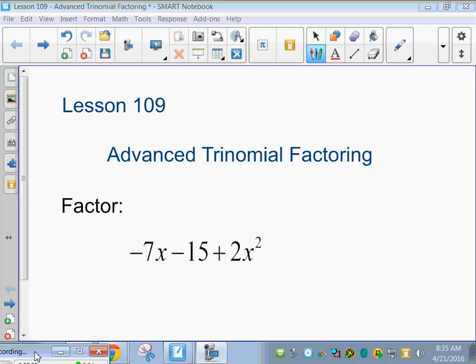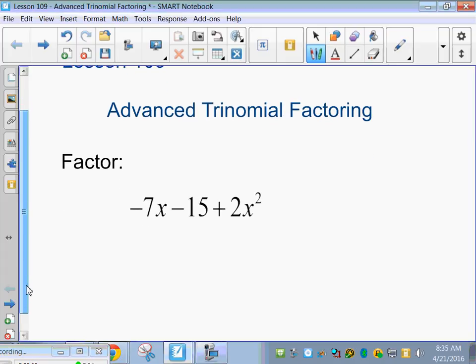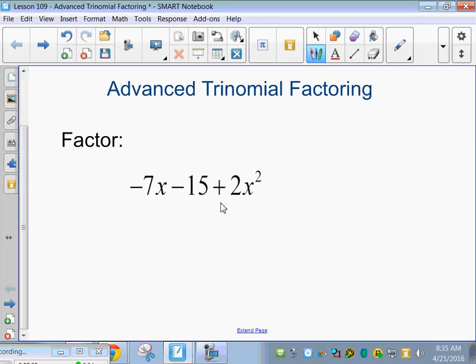Okay, so we've talked about this a couple of times. We've had problems like this on the worksheets. Whenever you're going to factor a trinomial, the first thing you need to do is put the quadratic in order, and in order means descending by exponent. The highest exponent is this term here, so I'm going to put the 2x squared first. The next highest exponent is the term with an x, so minus 7x, and then minus 15.